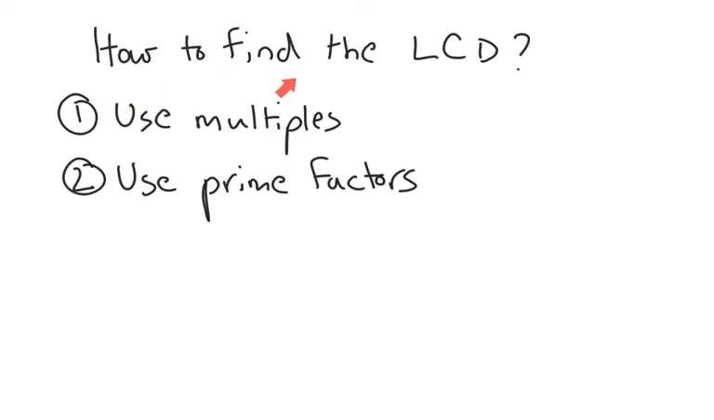So how do we find the LCD? Well, there are two methods actually. One of them involves using multiples and the other involves using prime factors. I'm primarily going to be using method 1, which is using multiples, and you've probably been taught this before.